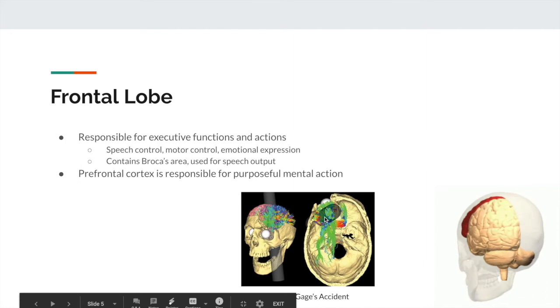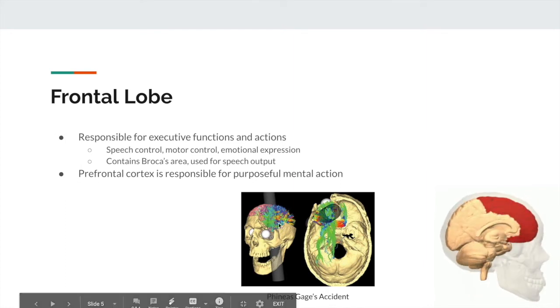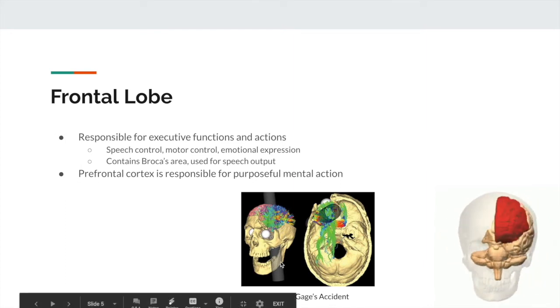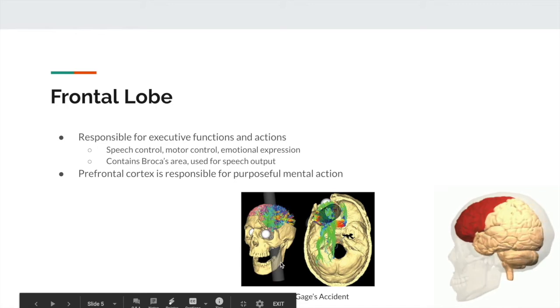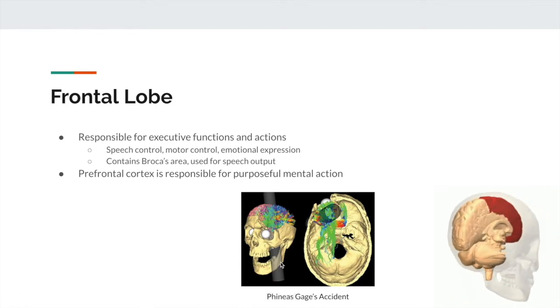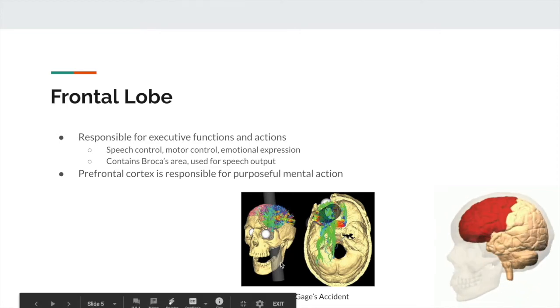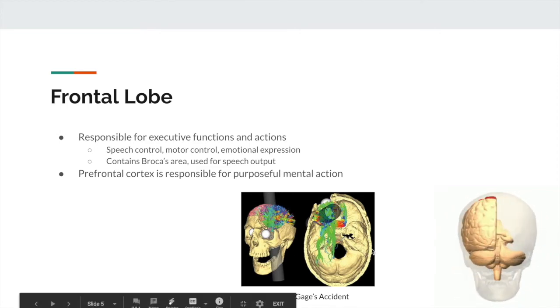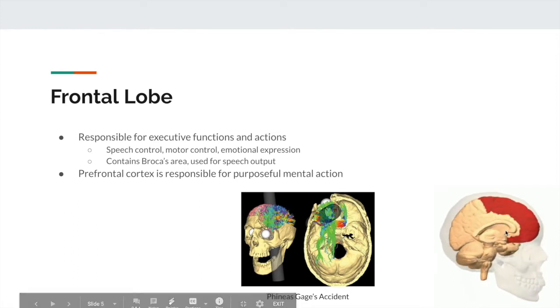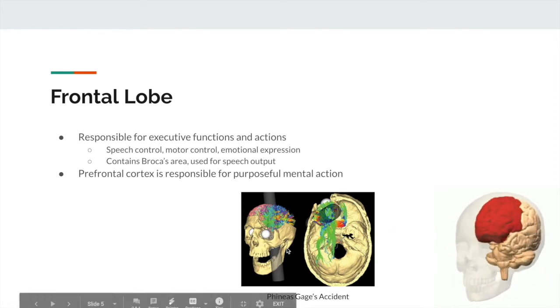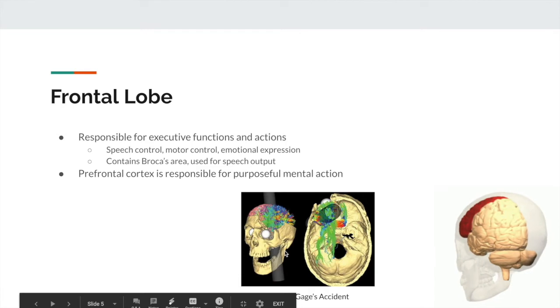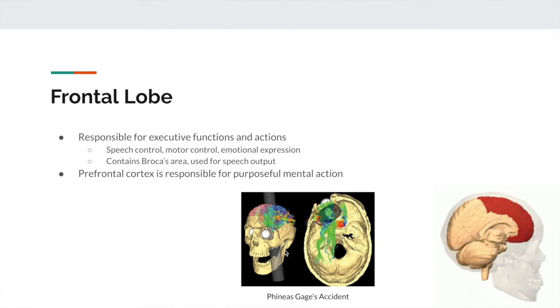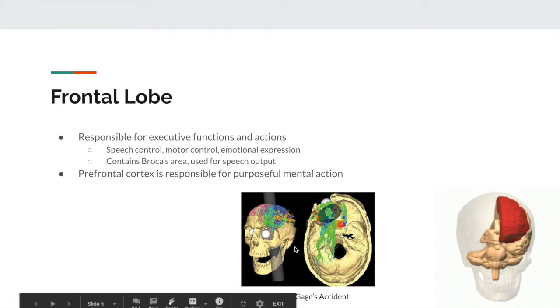But something to note was that after this incident, even though he was able to live okay, his personality changed. He started taking more risks. He started acting erratically. And so that shows what a failure of the prefrontal cortex can do. This is a very essential part of the brain that is responsible for a lot of decision making processes.